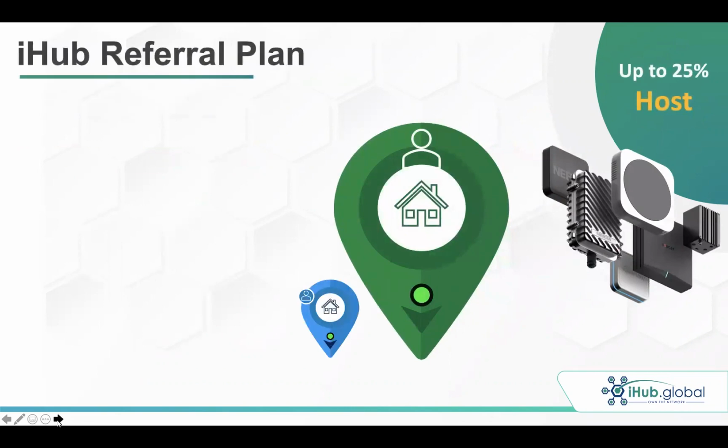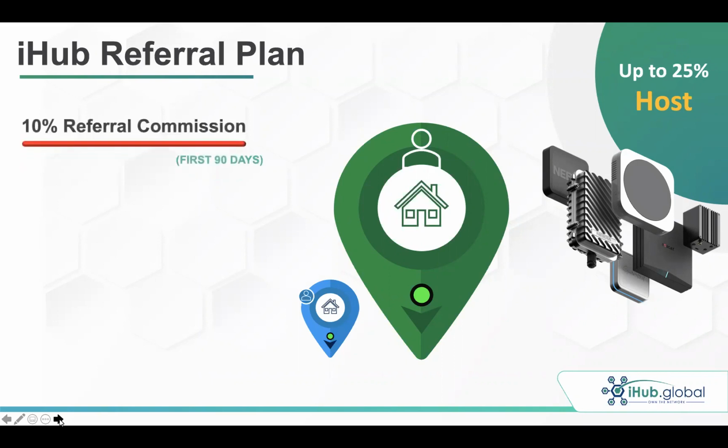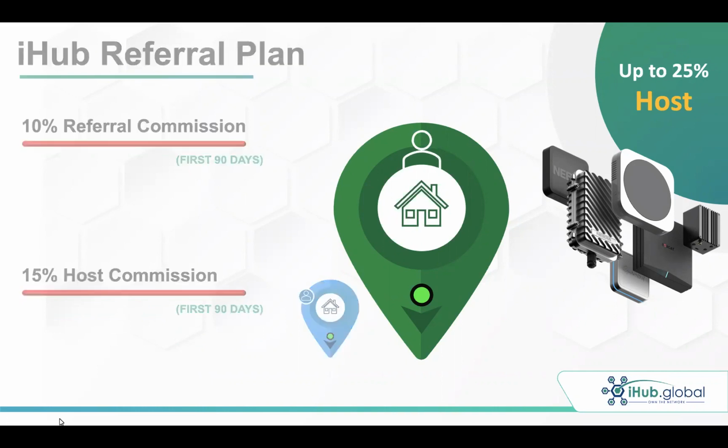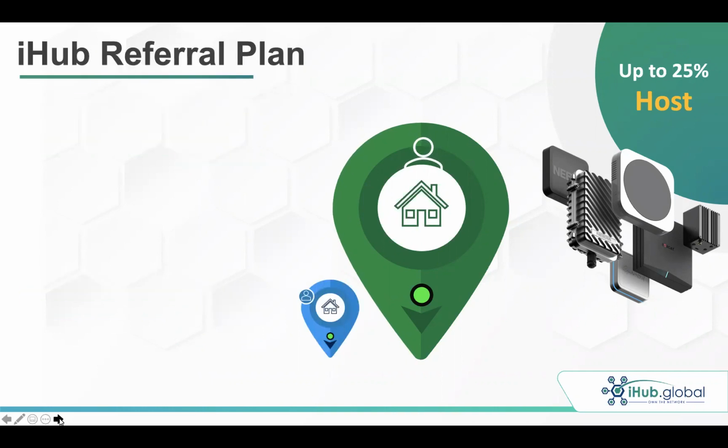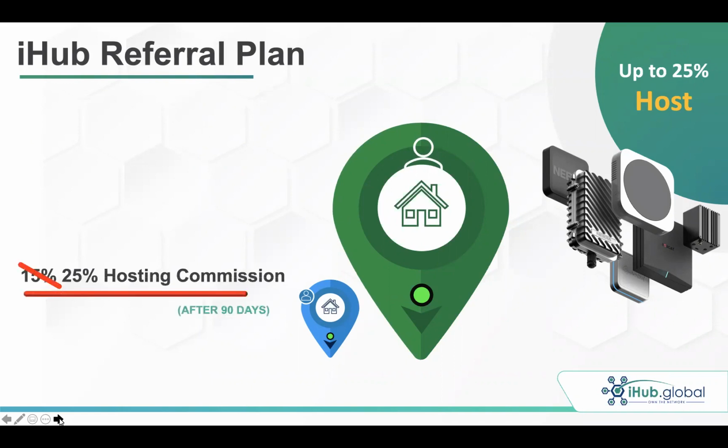But first, we're going to touch on the referral plan, because in the affiliate program, you can also refer others, okay? Friends, family, neighbors, businesses, and they can get their own free deployment of a hotspot, and you get a 10% referral commission for the first 90 days. So whatever that miner generates, you get 10%. You can refer as many people as you want. The host would get 15%, just like we showed you a minute ago, for the first 90 days, with the opportunity for that host to go from 15 to 25% after 90 days.